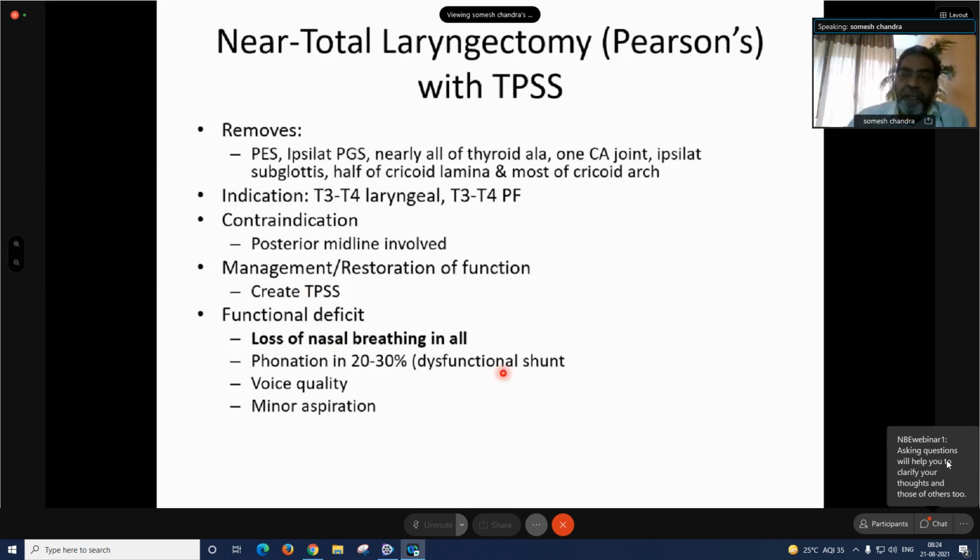The voice quality is a little strained in many patients, especially if you have resected a lot of hypopharynx, which forms an important part of the vocal tract and gives resonance to the voice. And there could be minor aspiration, which usually comes out of the stomach to liquids. And aspiration is generally not a problem with this.